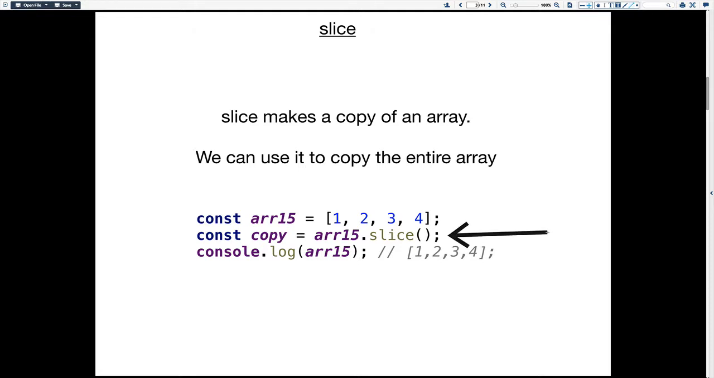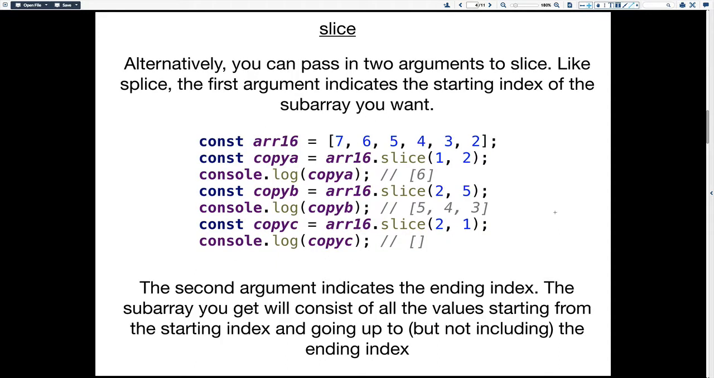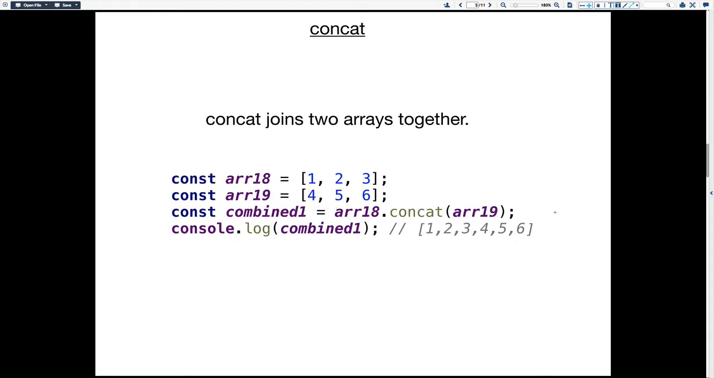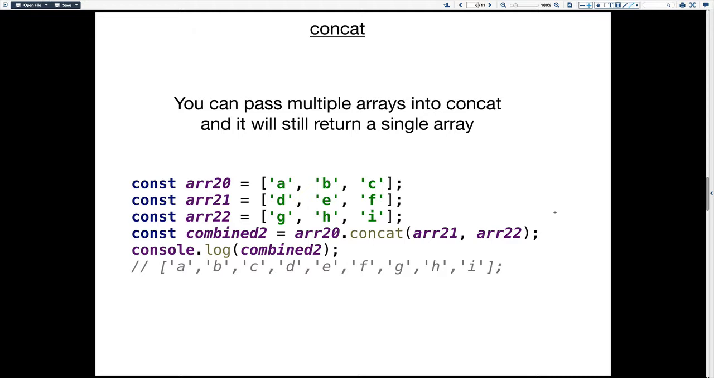So we get a complete copy that's a separate array that we can use independently. So some examples there of slice in action. Concat appends one array to another, that is combines two arrays. So combine 1 is a concatenation of array 18 and array 19. So we get a combined array 1 to 6. Concat can be chained and can take multiple arrays. So here I'm combining 3 arrays into one.